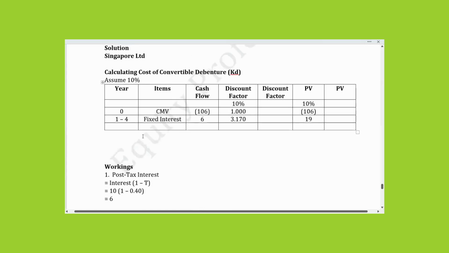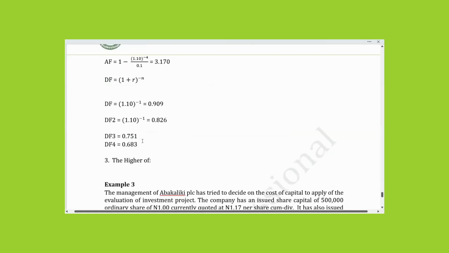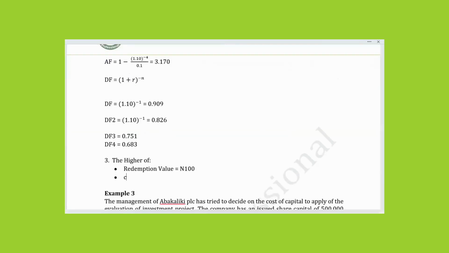So I will come here, redemption value equal to 100 naira. Remember, debt is always quoted at 100 naira per unit. So you put 100 naira there. Next, you compare this with the conversion value. How much is conversion value? I don't know it. I need to work it out.